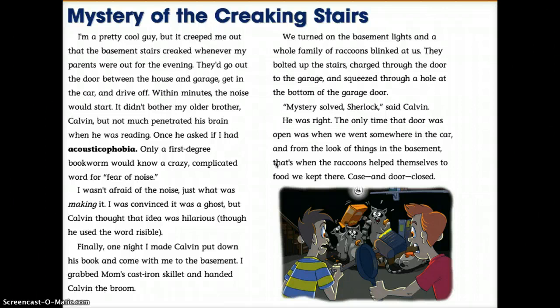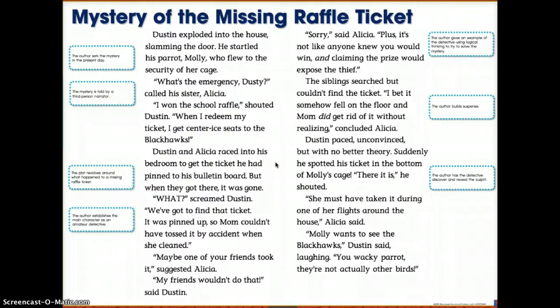All right. Now, I'd like you to reread the Mystery of the Missing Raffle Ticket. So pause the video and reread this. And then when you are done, restart and we will continue on.